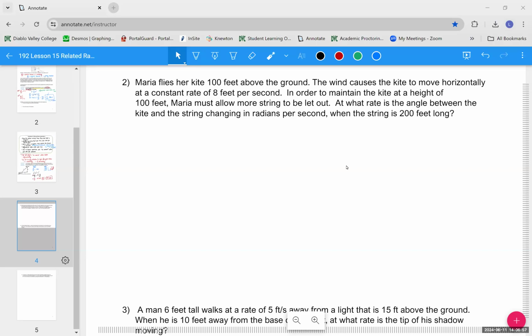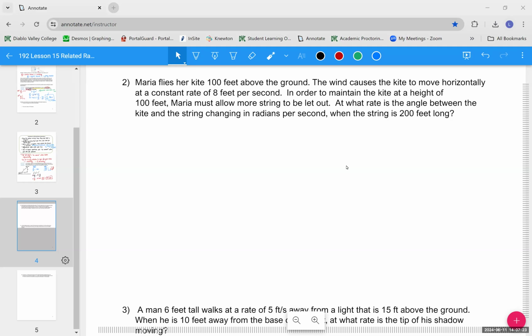All right, our second related rates example. We've got Maria flying her kite. It's 100 feet above the ground, and the wind causes the kite to move horizontally at a constant rate of 8 feet per second. In order to maintain the kite at a height of 100 feet, Maria must allow more string to be let out. So Maria's not moving. She's standing in one spot and letting the string out.